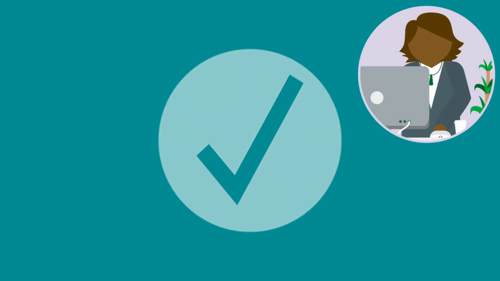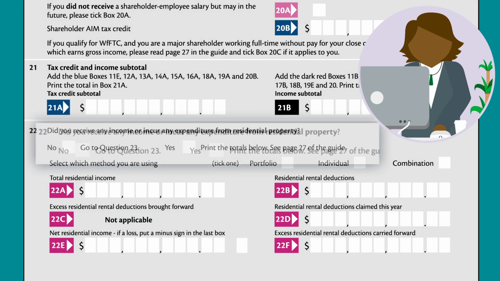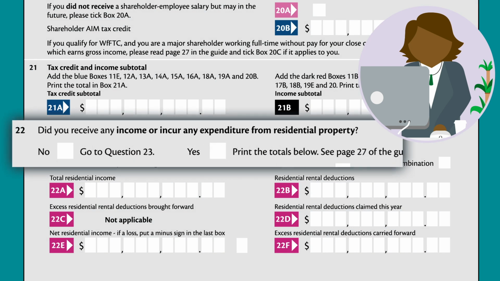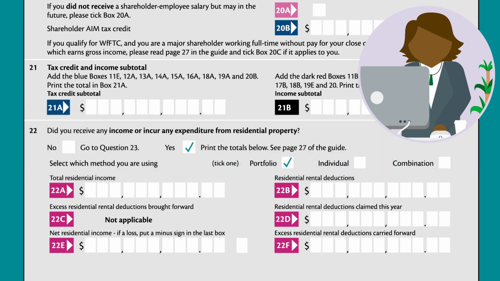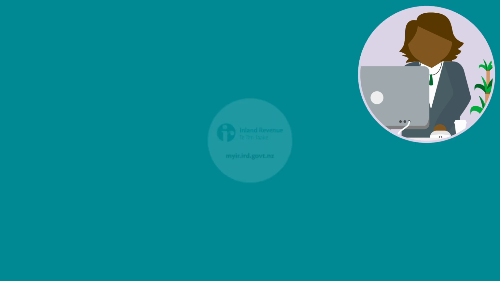Amelia is now ready to fill out her IR3 income tax return with her residential property information in My IR. Amelia sees that there's a new section in her return for residential property. Using the amounts from the far right column of her worksheet, Amelia completes question 22 of her return. Amelia is filling out a paper return, but she can also file this return in her My IR account.